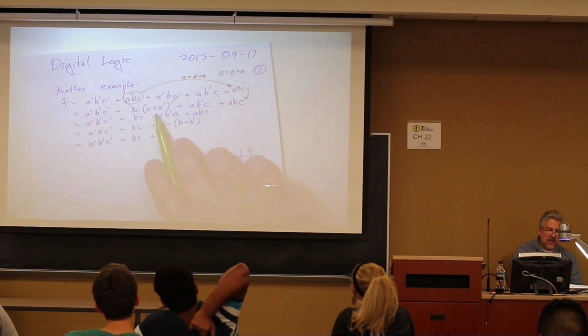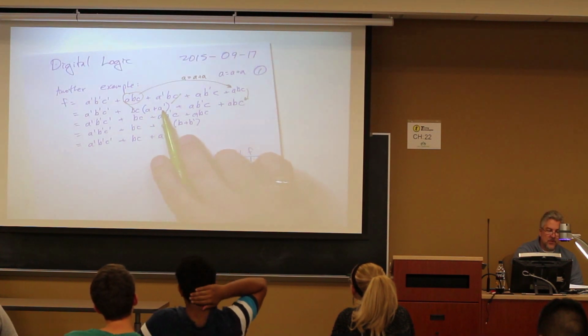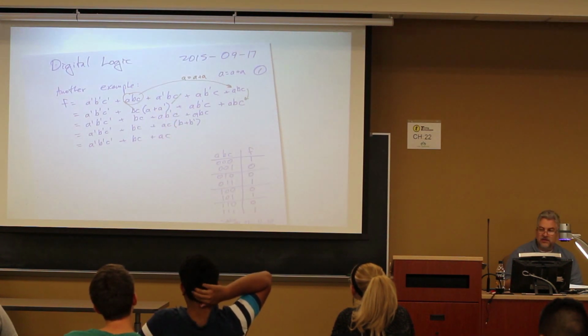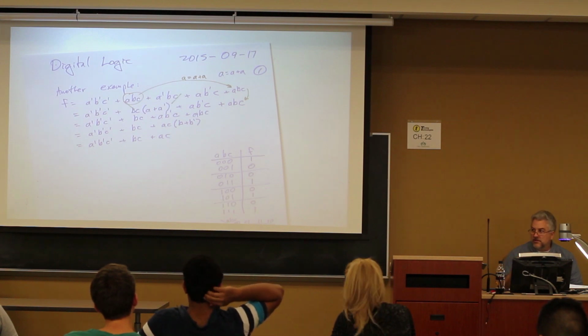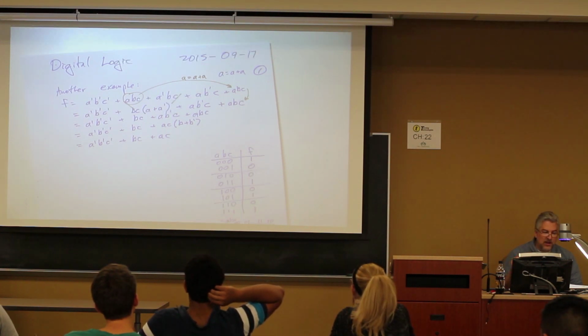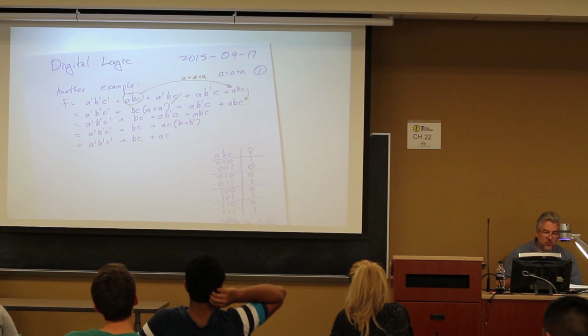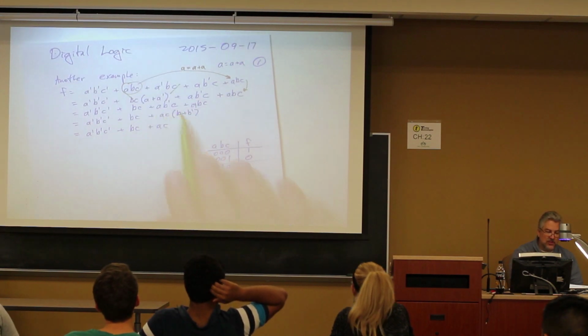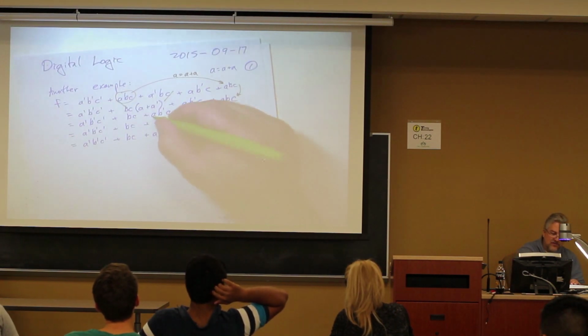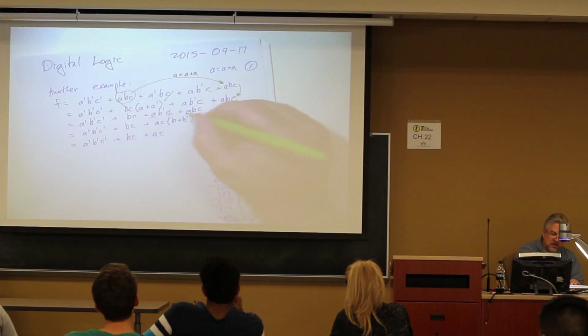And of course, A or A prime is what? 1. And then the 1 added with anything else is 1. So we're left with this. Now take a look at this. We have A and C here. So then we could pull out A and C.